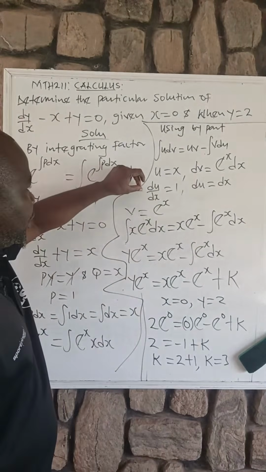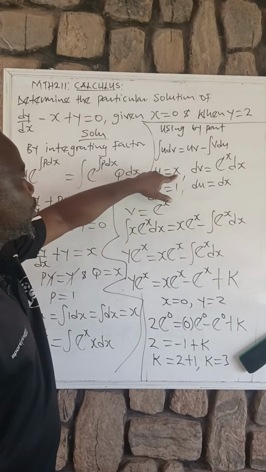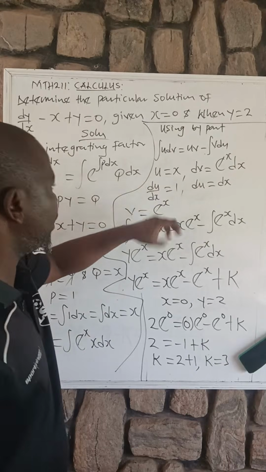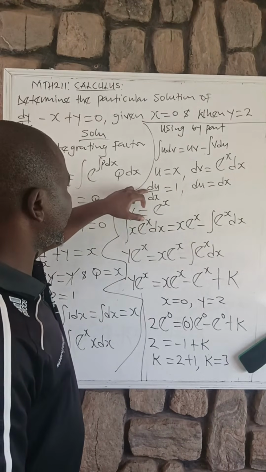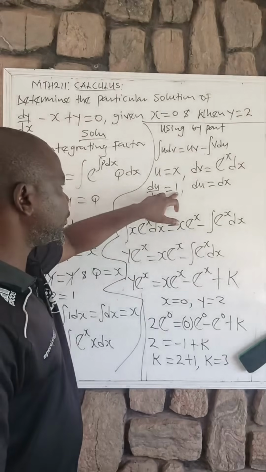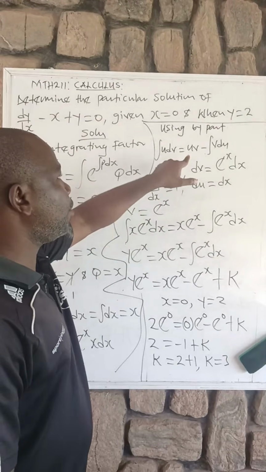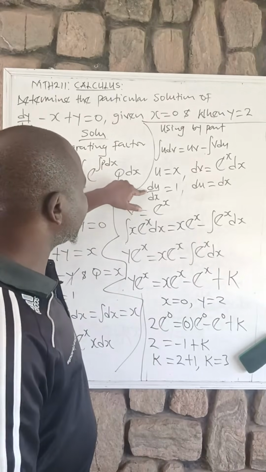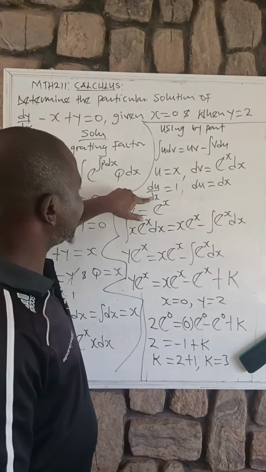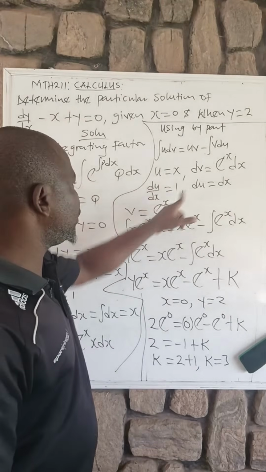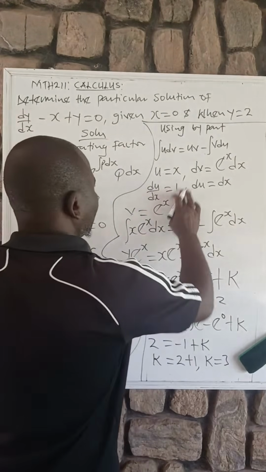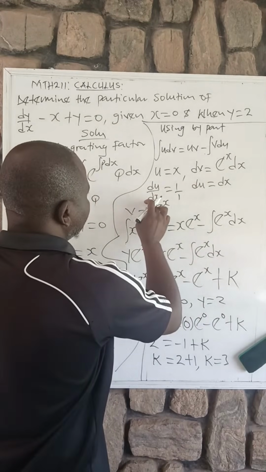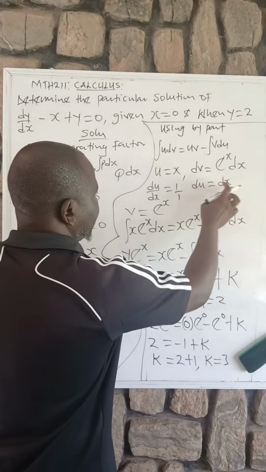So at this point, you have to differentiate this function with respect to x. If you differentiate this function with respect to x, your du over dx is 1. Then in the formula, we have du, true or false? So you have to make du the subject of the formula. By the time you cross multiply, this is how it will be: 1 over 1 times du is du, then dx times 1 is dx.